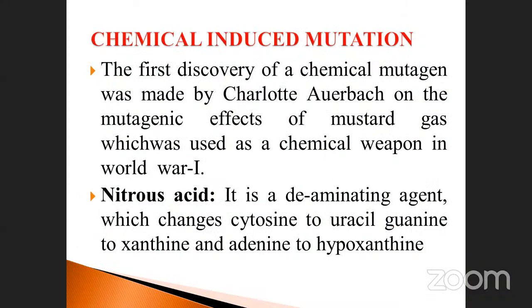Chemically induced mutations. What are the chemical substances that induce mutation? Who discovered it first? The chemical mutation was first noted by Charlotte Auerbach, where the mutagenic effect of mustard gas was seen when it was used as a chemical weapon in World War I. What are the chemical substances? The first one is nitrous acid, which is a deaminating agent. Deaminating means removal of the amino group from the particular component. Cytosine to uracil, guanine to xanthine, adenine to hypoxanthine. Okay, so this is the point.